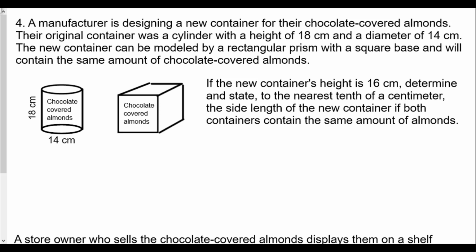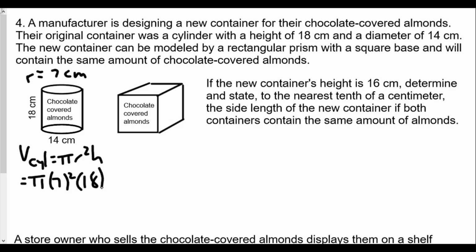And so we're going to find the volume of the cylinder first, and our volume will be, in this case, V equals volume of cylinder equals pi r squared times height. And the radius in this case is not 14. Our radius is half of 14 because the diameter is 14. So it's 7 centimeters. So our volume of cylinder will be pi times 7 squared times 18.